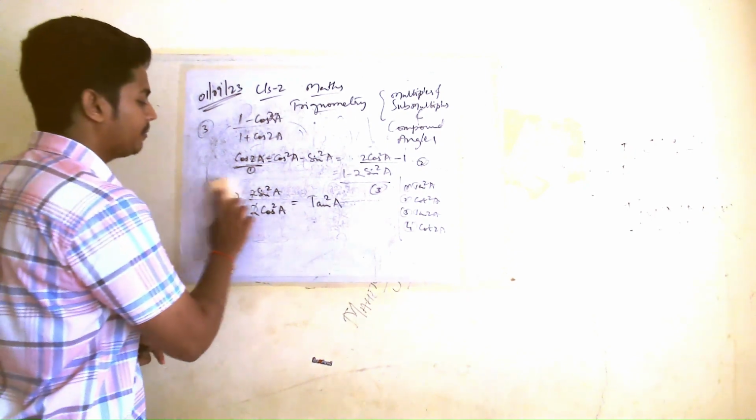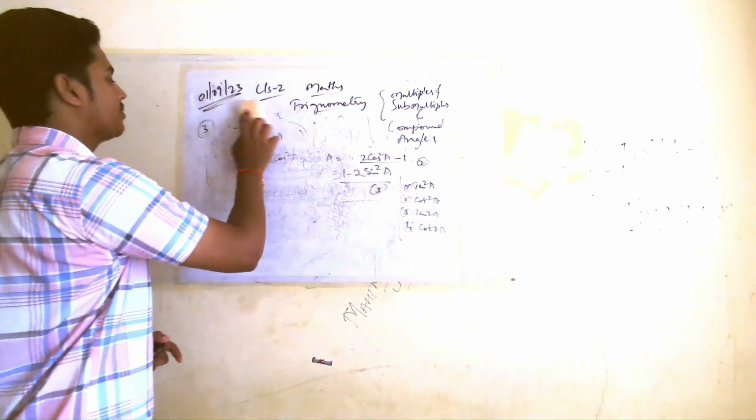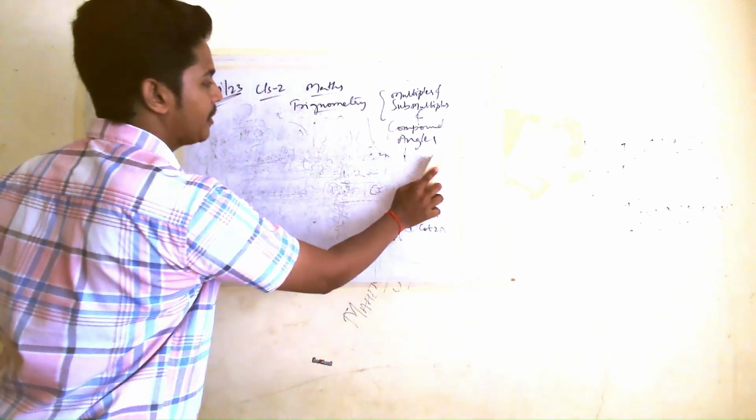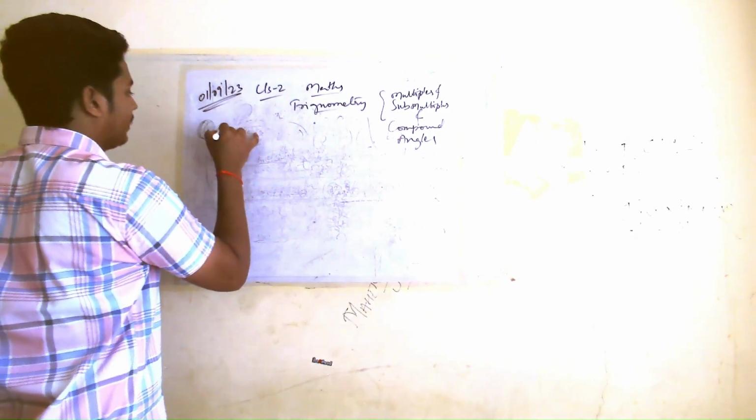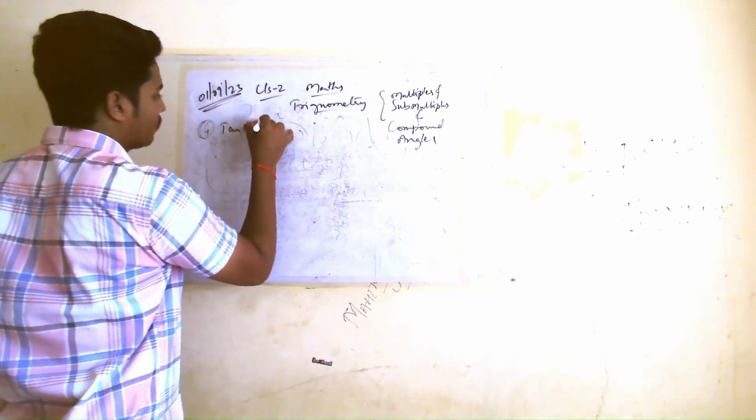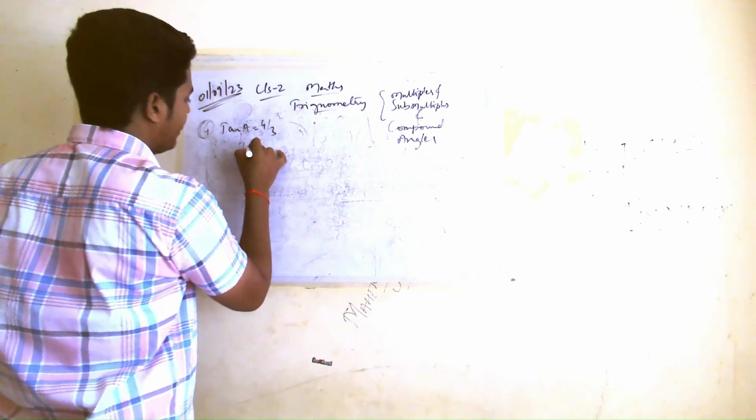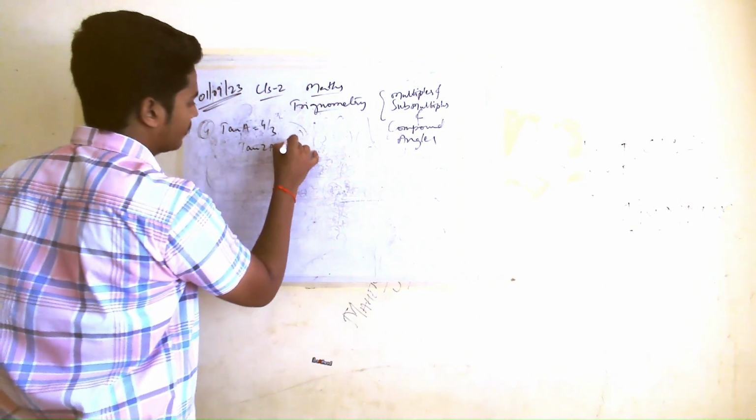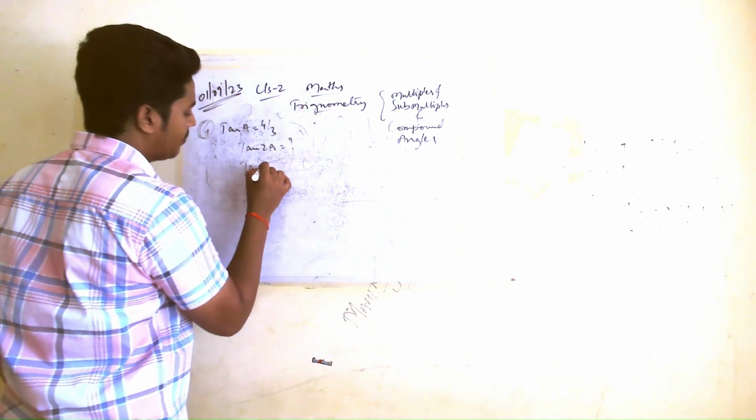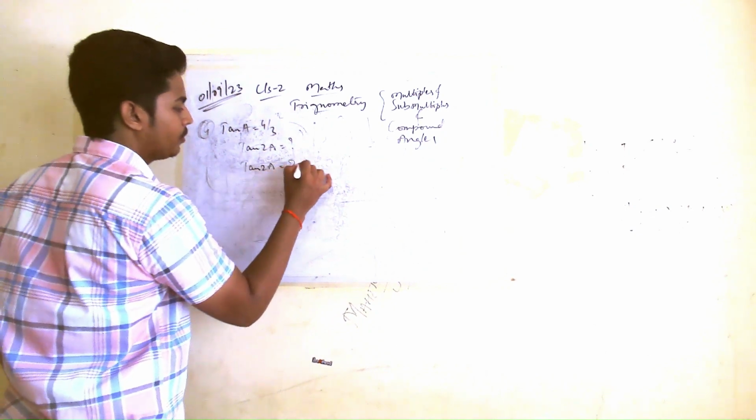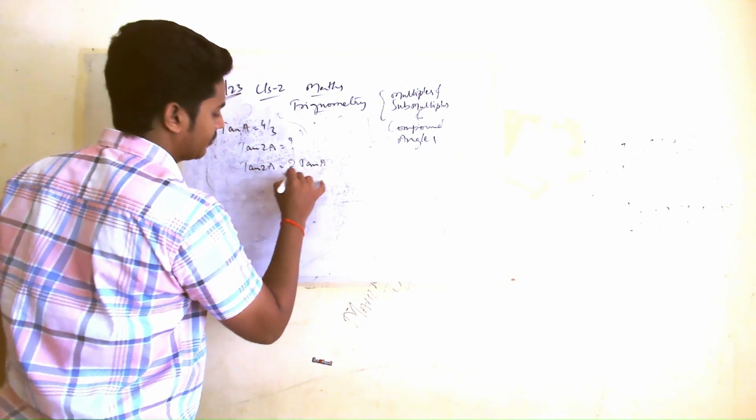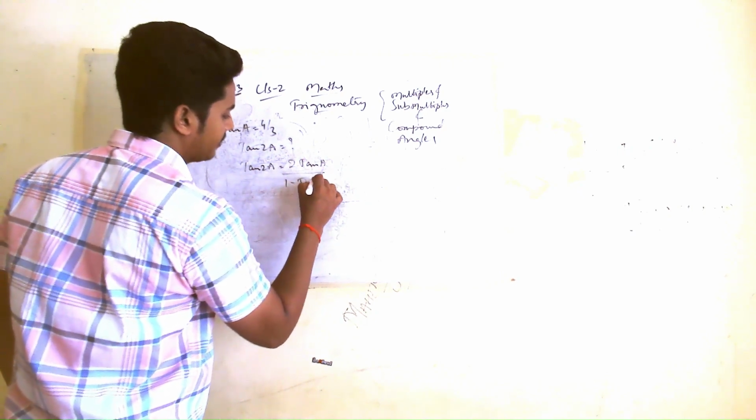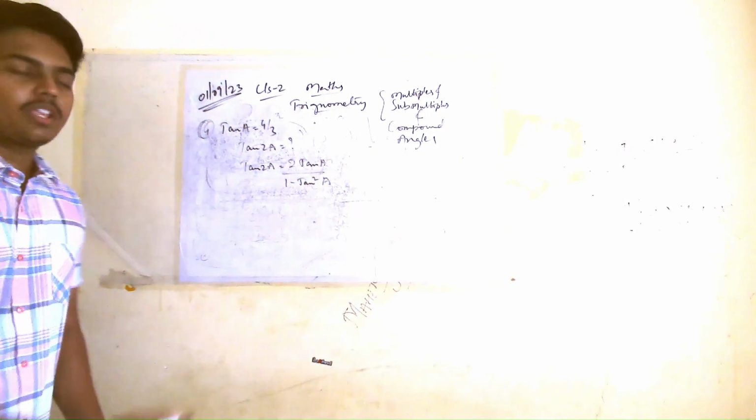Okay, next problem: tan A is equal to 4 by 3, tan 2A is equal to how much? It's a very simple problem. Tan A is equal to 4 by 3, then tan 2A is asked. We know the tan 2 theta formula, 2 tan A by 1 minus tan square A. Yes? Just substitute the values.